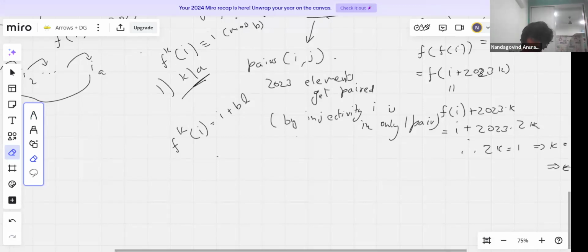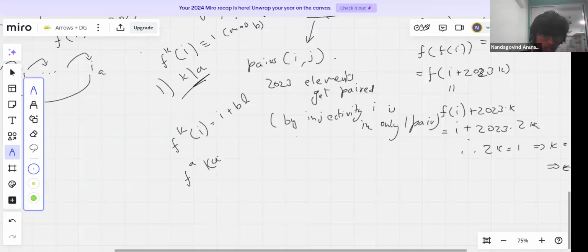Let's see. So now the point is, I would take f of a minus k. Yeah, that's what I was thinking, because we would like an f of a somewhere. So then this will be f of a of I. f of a of I is equal to f of a minus k of I plus bl.